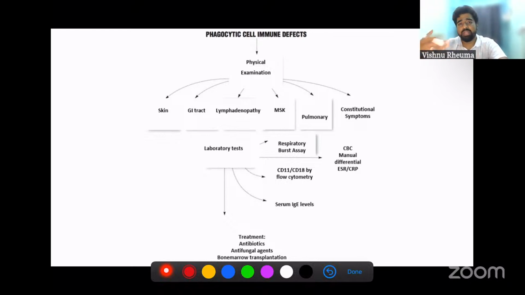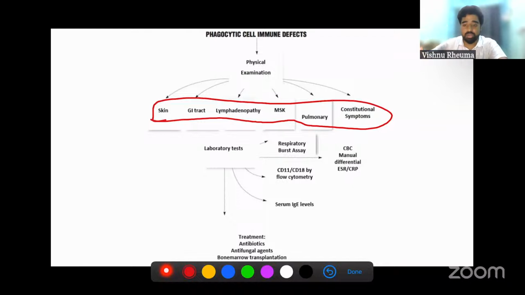What do you mean hypomorphic? They do not present in a complete manner, right? So a lot of times the patient may present with only a few abscesses, and then the patient may even be ignored unless the patient presents with a liver abscess, etc. Then you will work up for a phagocytic cell defect. So here you will have to nicely examine for any presence of underlying abscesses.